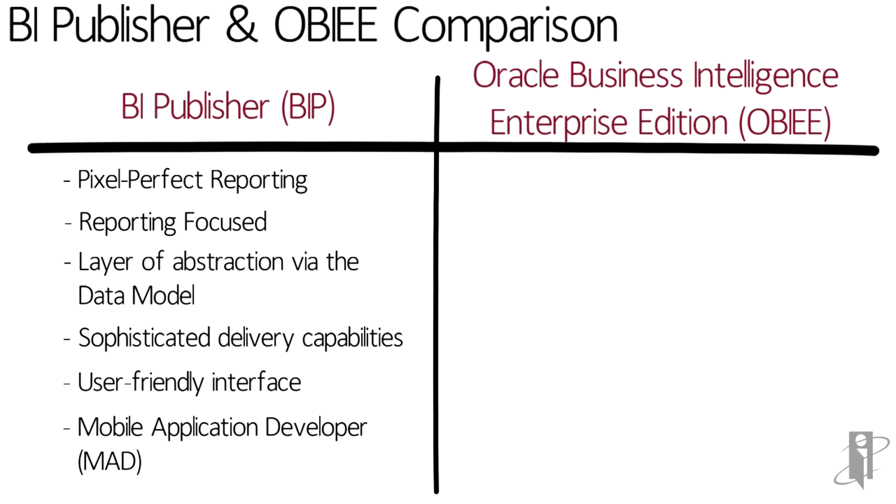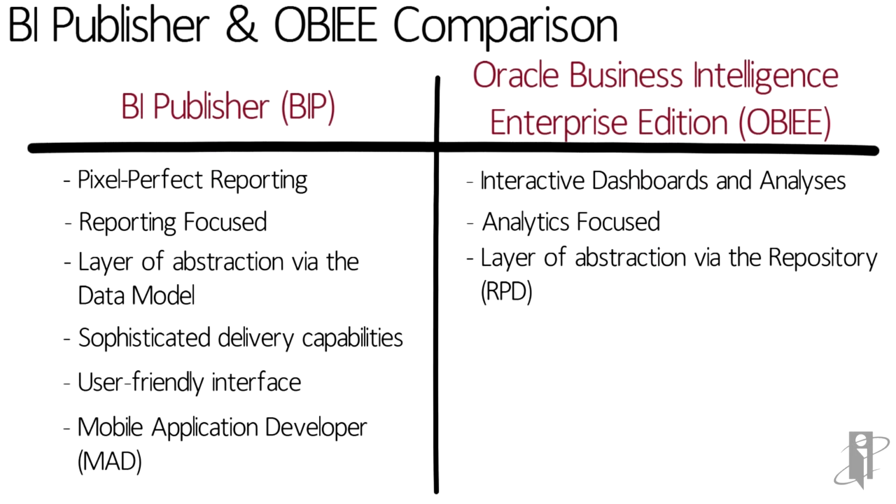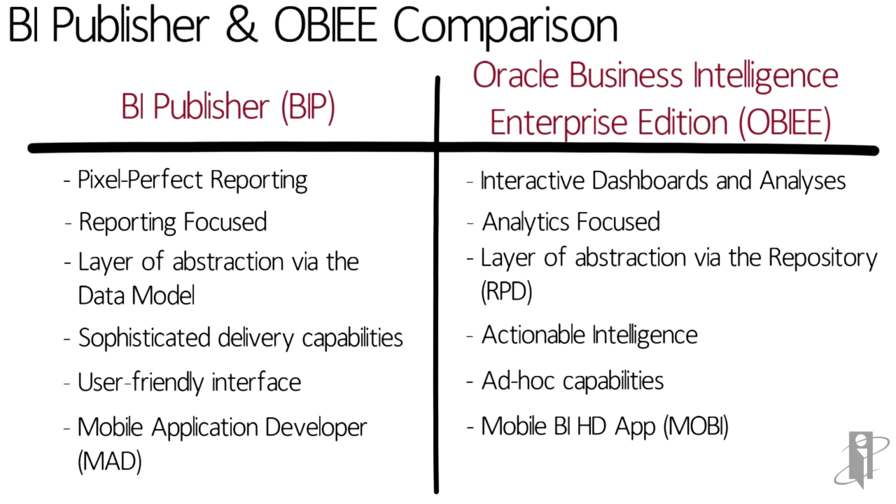Whereas OBIEE is more interactive dashboards and analysis. It's analytic focused, and the layer of abstraction is in the repository, not in the data model, with actionable intelligence, allowing a person to drive through the data, drilling in or drilling to somewhere else. It has ad hoc capabilities, and its mobile interaction is through the Mobile BI HD app, so a dashboard from the OBI answers or dashboards would be visible on a mobile device that way.